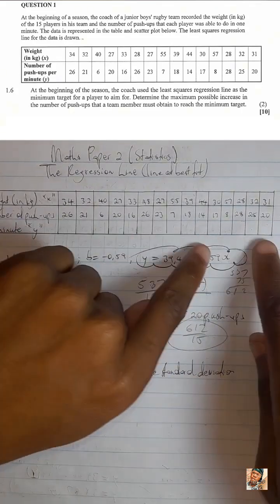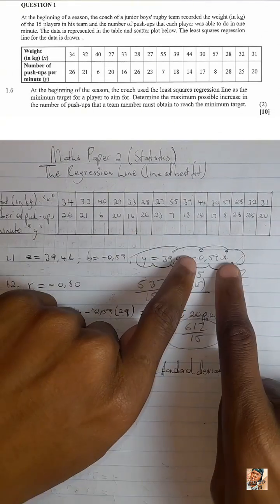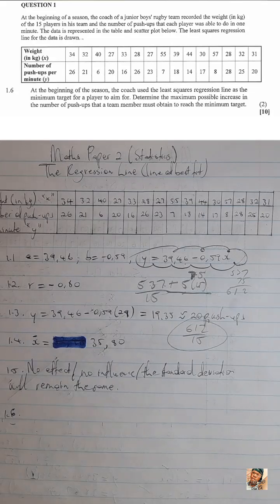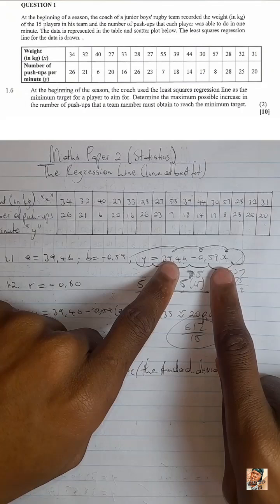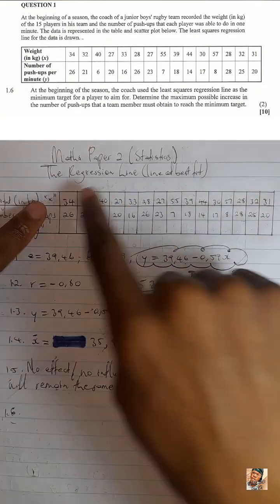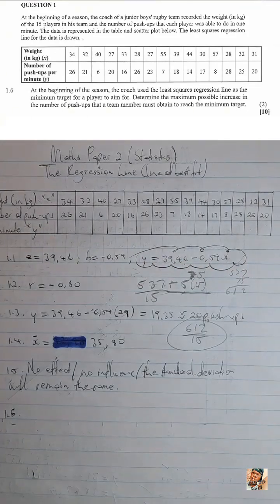What is the minimum number of push-ups that the coach is expecting from each player according to the regression line? Let me repeat that. How many push-ups is the coach expecting from each player, according to the minimum? So what we're going to do is substitute wherever we see x, the weight of these 15 players, into this equation. Then determine the minimum number of push-ups that each player is expected to make.